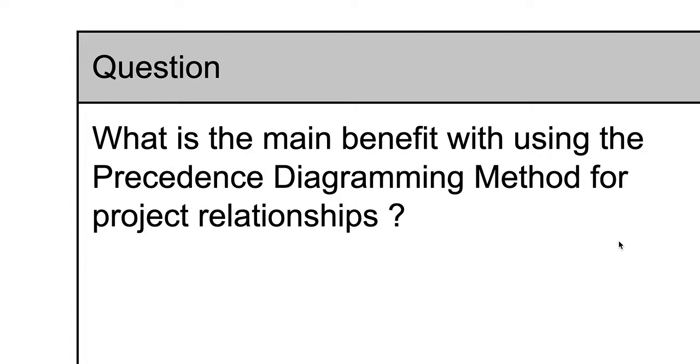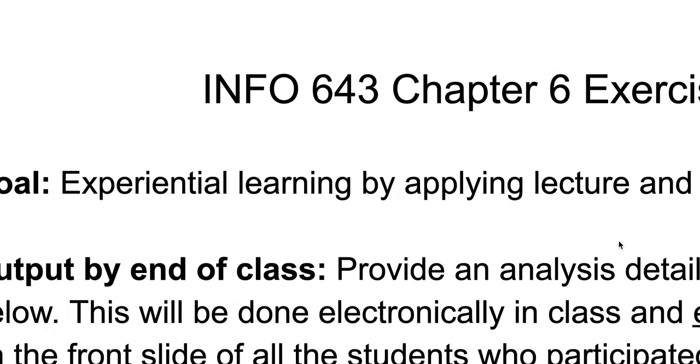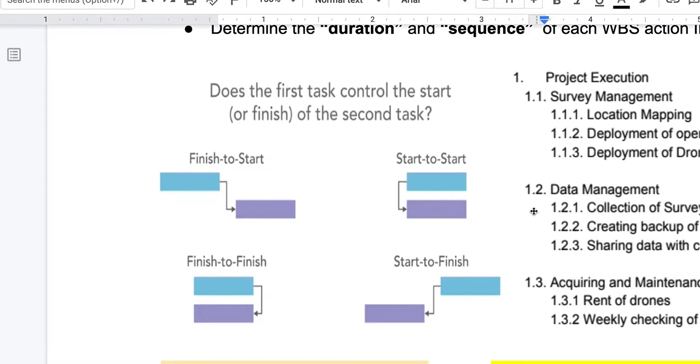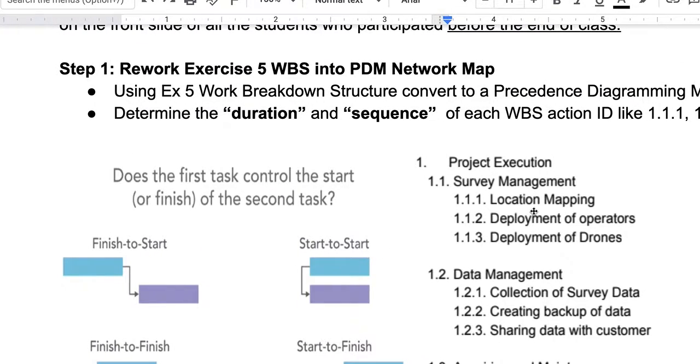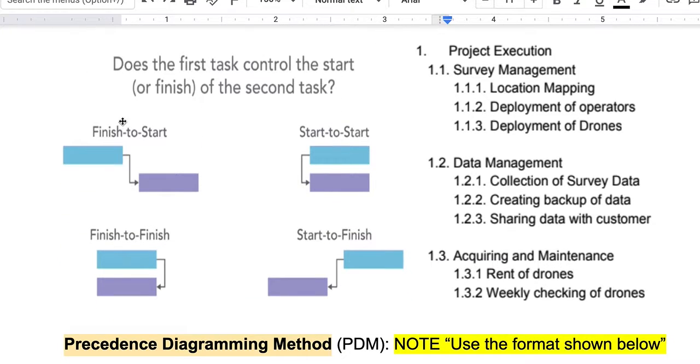Using the precedence diagramming method for project relationships. Well, let's take a look at what that means then. All right, so we'll scroll down here a little bit. Okay, PDM, right? Some of the neat things about this is we can actually see what's going to start before a second task, right? So we have these ideas of start to finish and finish to start.